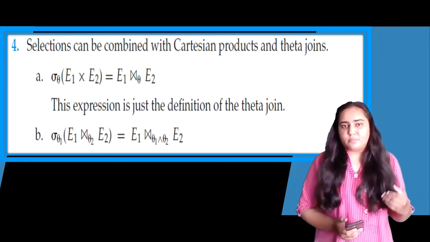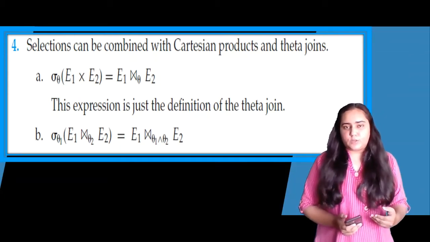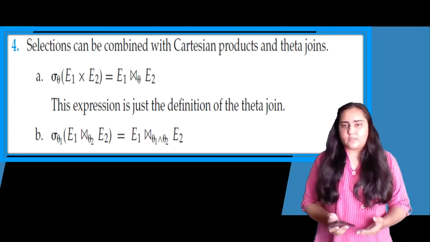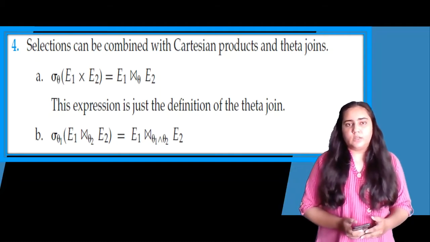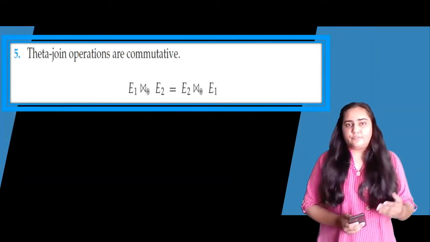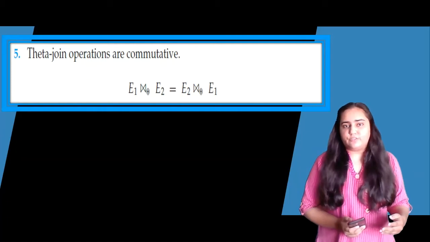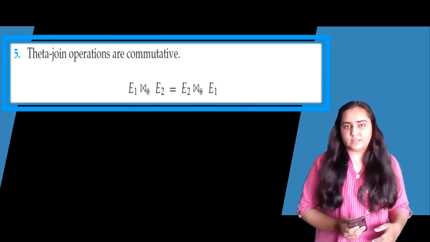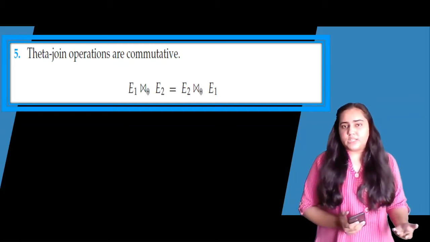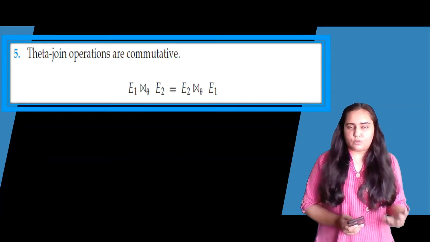and then we are combining the two theta conditions by putting an AND operation in between. So it's theta 1 and theta 2, and then the E2 relation. So this is our fourth rule. The fifth rule is that theta join operations are also commutative. So if you have a theta join operation like this, E1 theta join with E2, you can also perform E2 theta join with E1, and you would still be getting the same result.